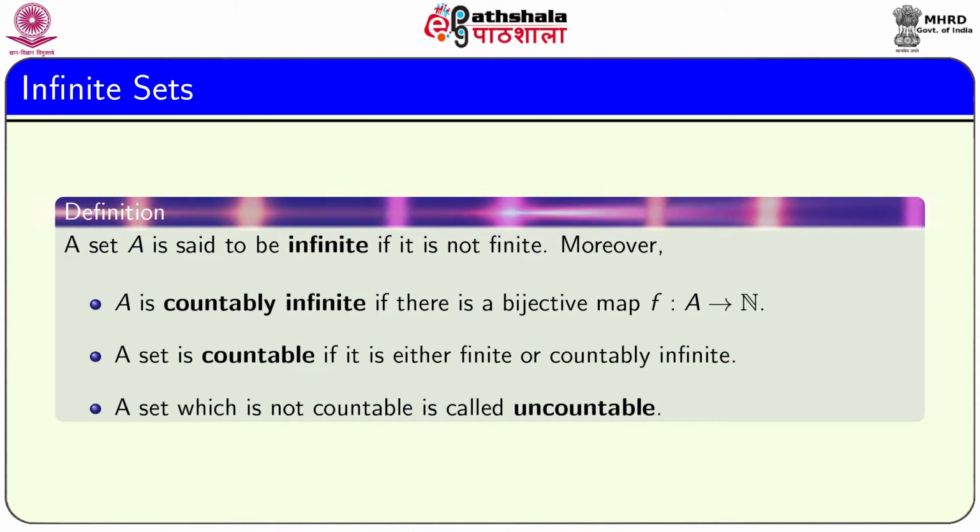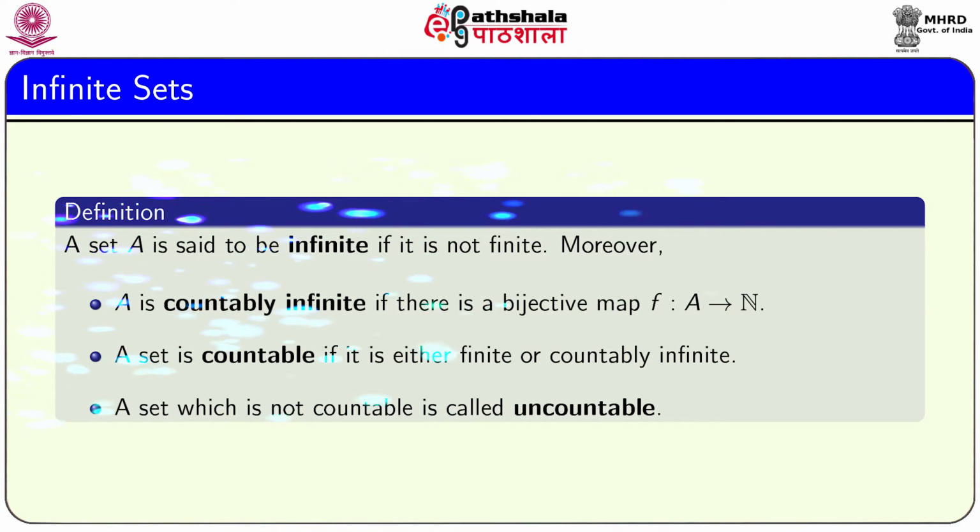Moreover, A is countably infinite if there is a bijective map f from the set A to the natural numbers. A set A is countable if it is either finite or countably infinite. In case a set is neither finite nor countably infinite, then it is called uncountable.